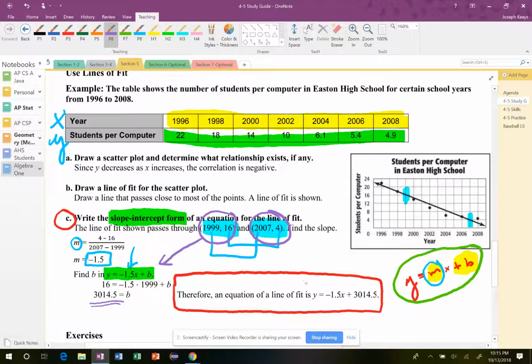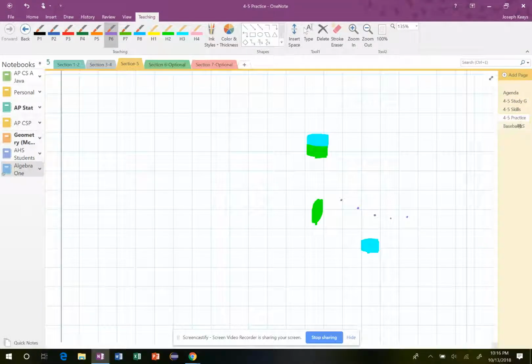And so what is the final answer of this problem? Well, this is the line of best fit. Y equals -1/2 x, negative 1.5x plus 3014.5. So that is the exact line of best fit given these 2 points here. Let's try another example where we have to do a little bit more arithmetic.